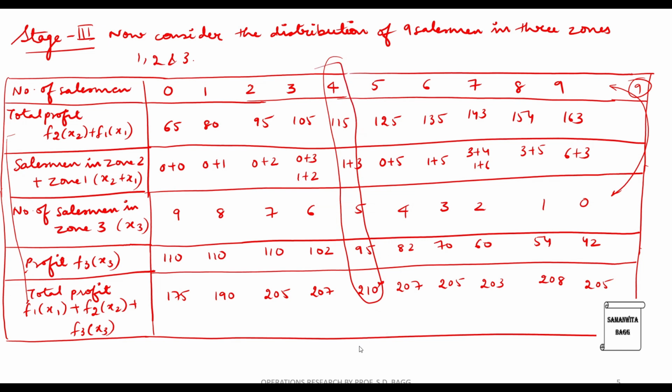So I will write down that the maximum profit for 9 salesmen will be 210 with a 000. So it is 2,10,000 if 5 salesmen are allotted to zone 3 and in zone 2 you will allocate only 1 salesman and 3 are from zone 1. So this is the final answer that we will write down now.